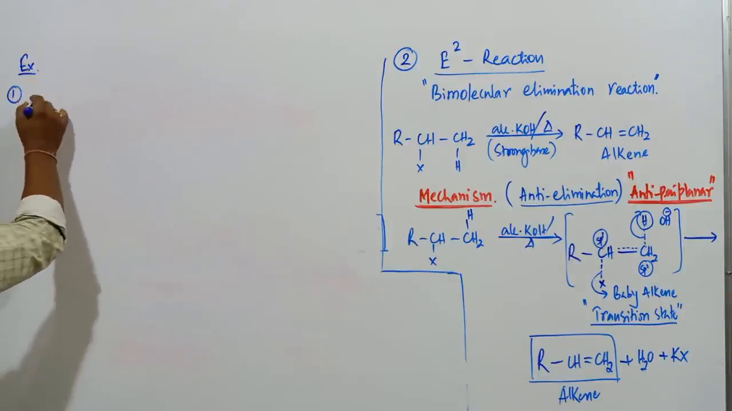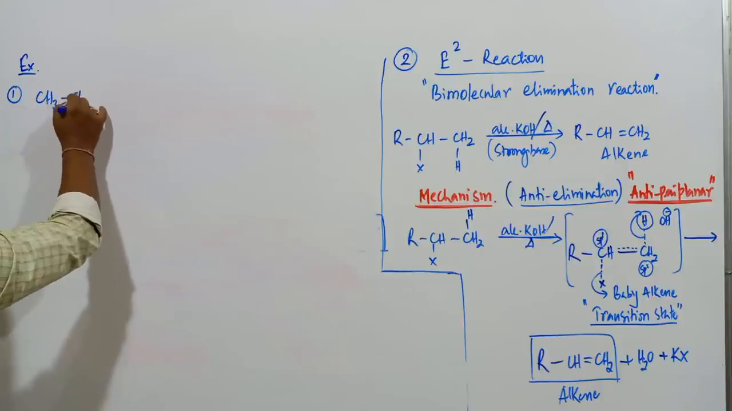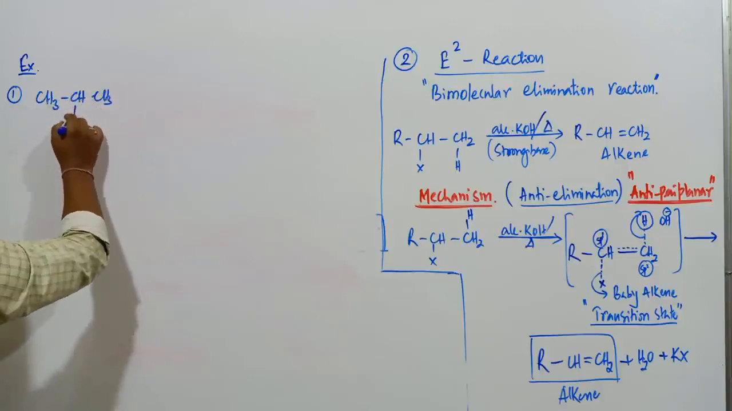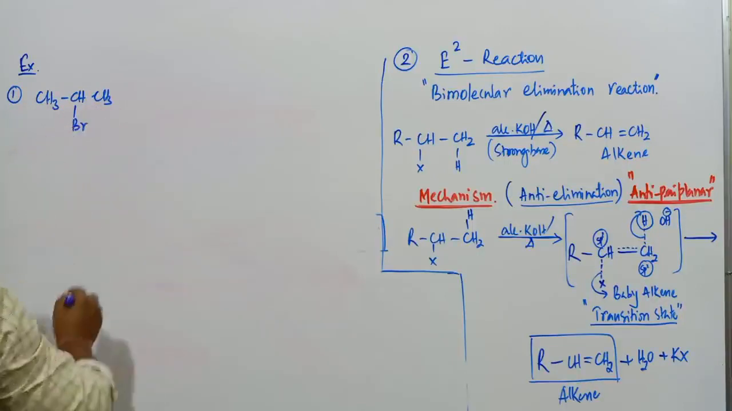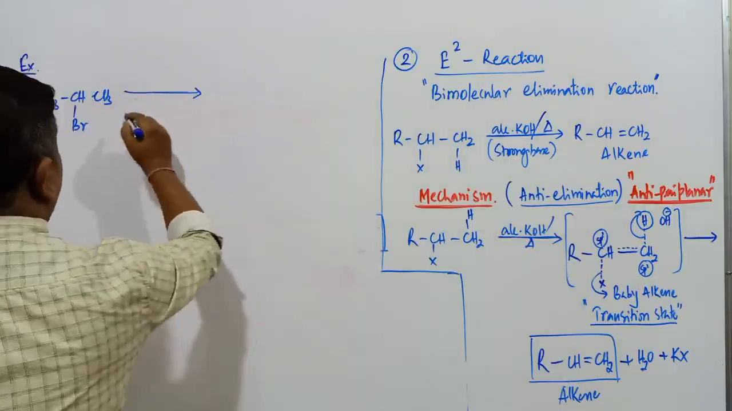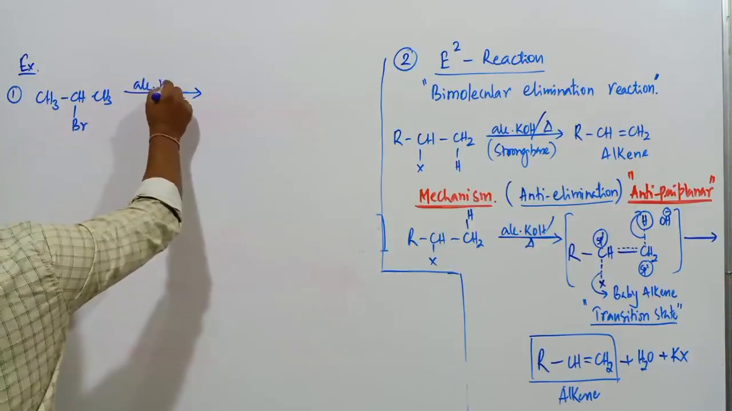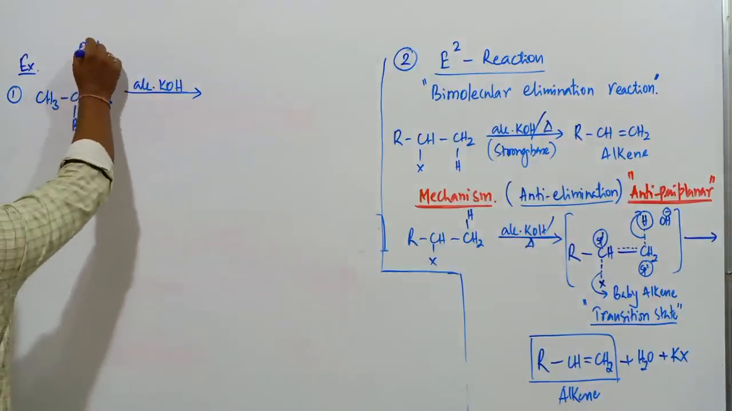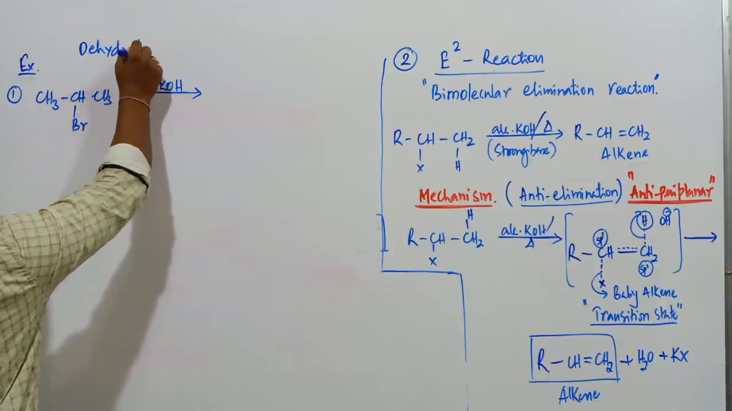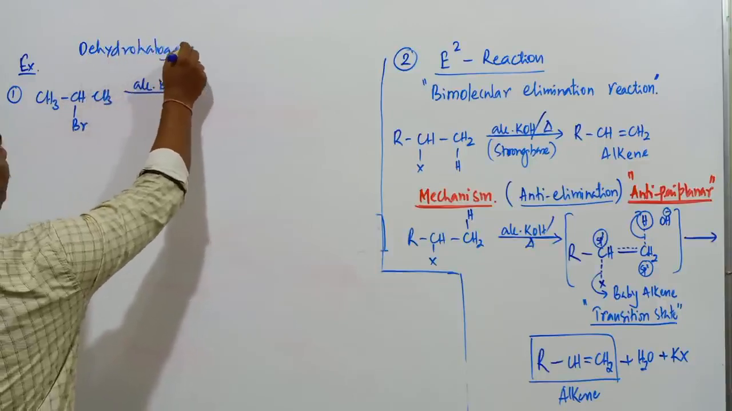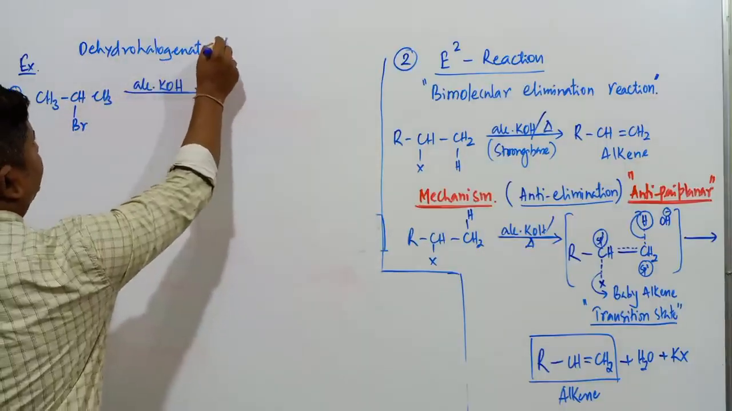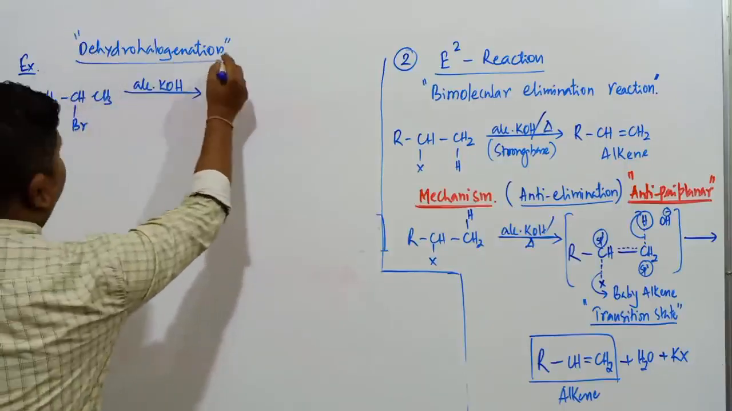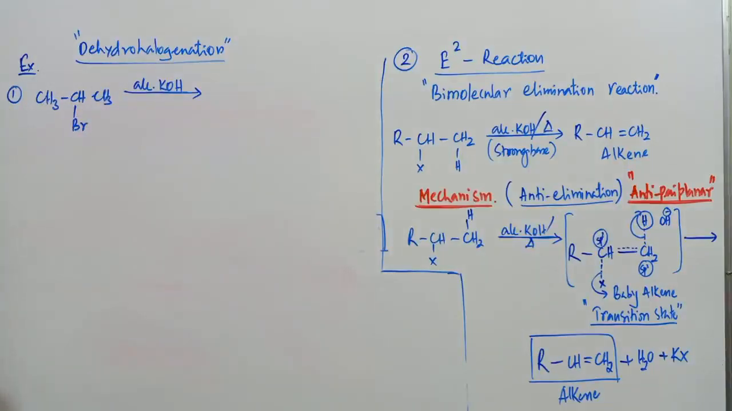Number 1, CH3, this is CH, this is CH3, this is Br. When this molecule is treated with alcoholic KOH, it is commonly called what reaction? Dehydrohalogenation, as I mentioned earlier. Dehydrohalogenation reaction. Remember why it is called dehydrohalogenation? A removal of hydrogen as well as halogen takes place. What is the product after removal of hydrogen and halogen?